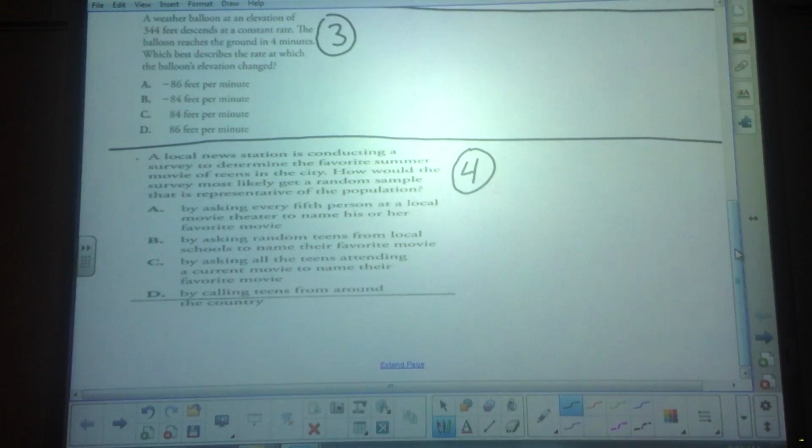That might be a good choice if A weren't present, but you might have a lot of people at local schools that don't even care anything about movies. So let's not eliminate that one just yet, but I think that between A and B, A is a better choice. C, by asking all the teens attending a current movie to name their favorite movie. I want to eliminate that one because truth is they may be at their favorite movie. I've seen several movies in the theater more than once because that was my favorite movie. So let's eliminate that. And D, by calling teens from around the country.